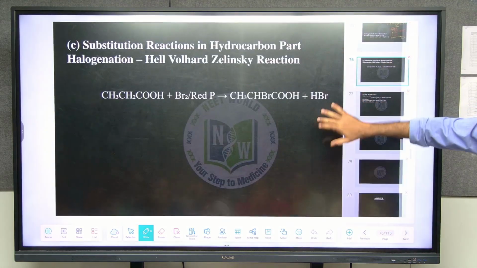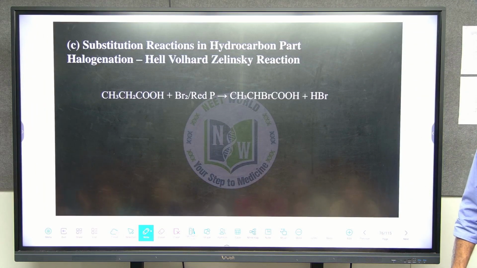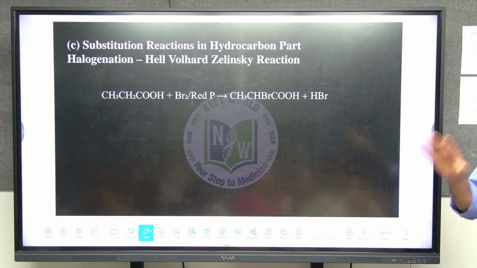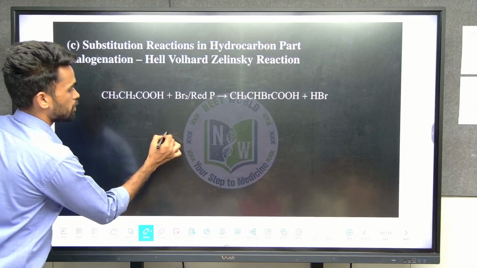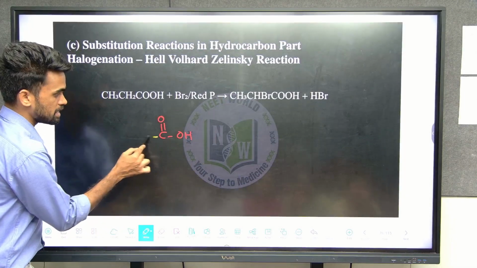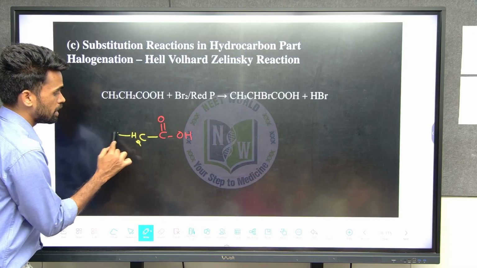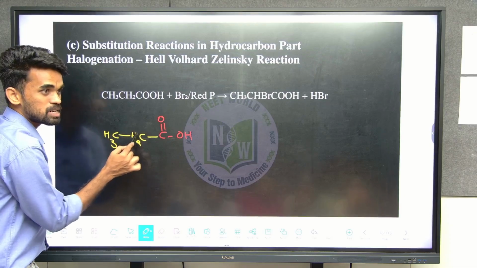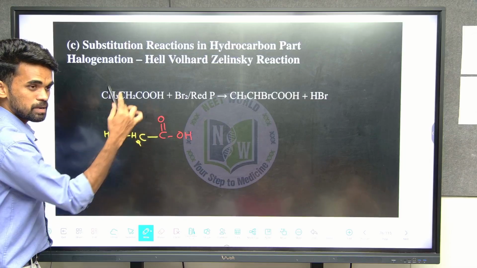Next reaction is the HVZ reaction. I think you studied it for your exam. What happens? Tell me. Very simple. See, to this carboxylic acid, the carbon adjacent to the carbonyl group, what should we call it? Alpha carbon. On the alpha carbon, hydrogen is replaced by halogen. What I am saying is, on the alpha carbon, hydrogen is replaced by halogen.